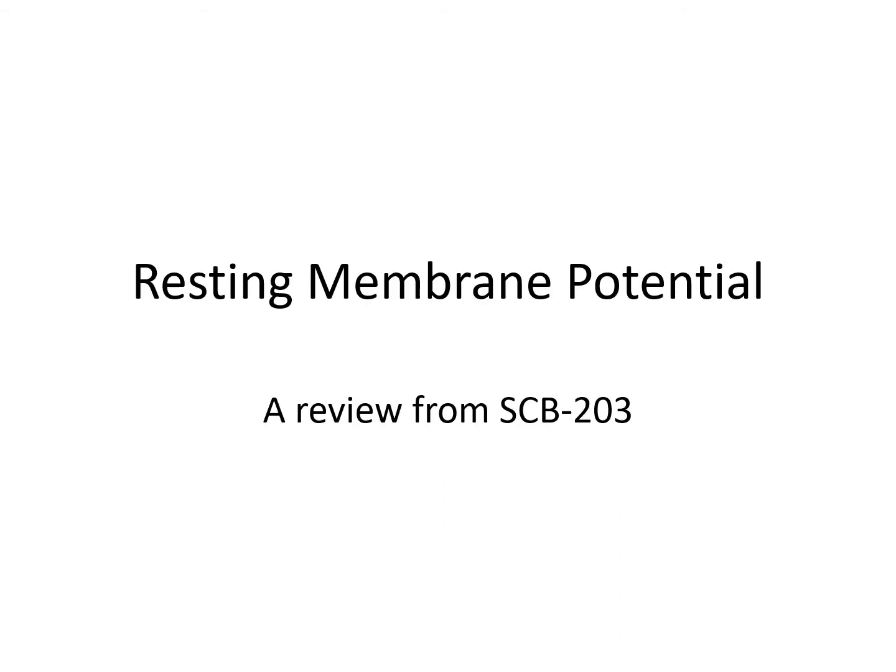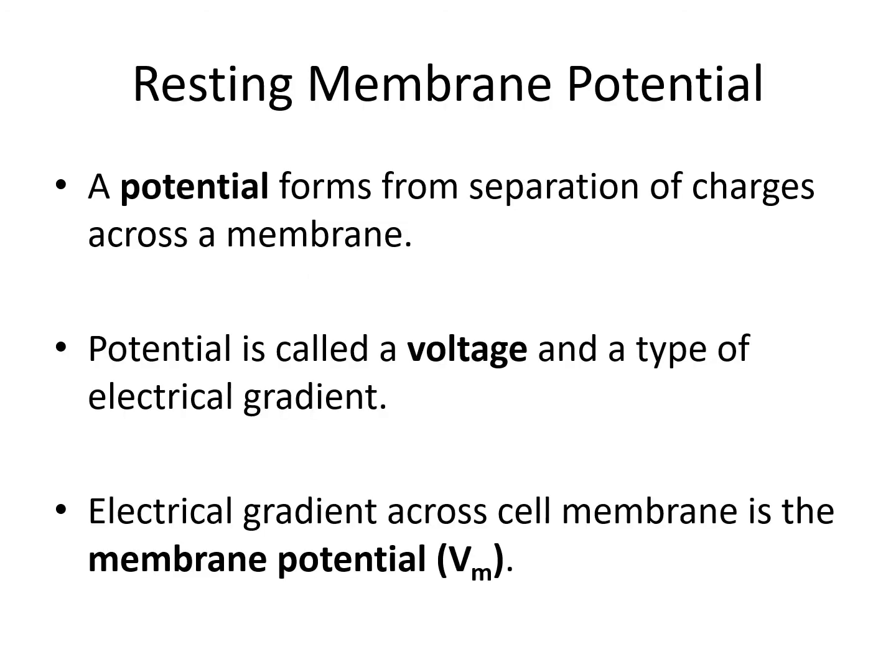Now, let's talk about the resting membrane potential. You talked about this in SCB 203, but we'll make sure everyone's on the same starting point before we go too much further. A potential forms when you have separation of charges across a membrane. This potential is called a voltage, and it's a type of electrical gradient, because one side of the membrane has one voltage, and the other side has another voltage. The electrical gradient across the cell membrane is the membrane potential, abbreviated as Vm. So Vm is the membrane potential.